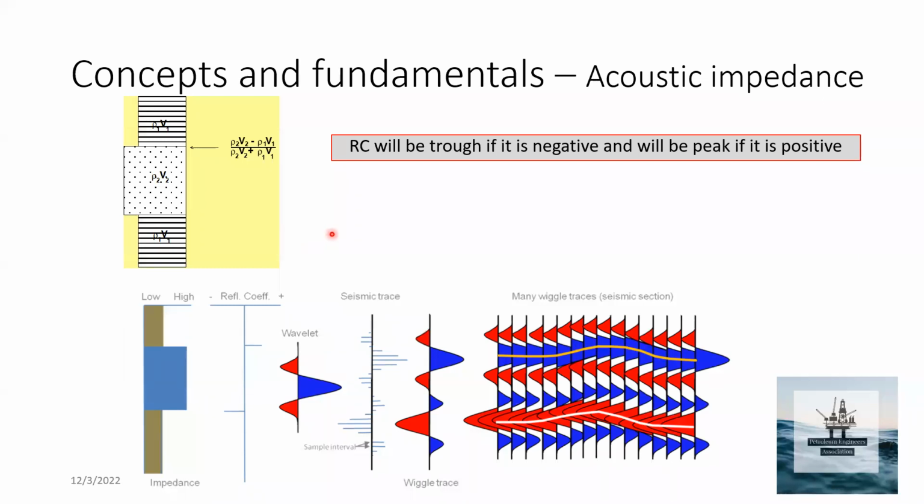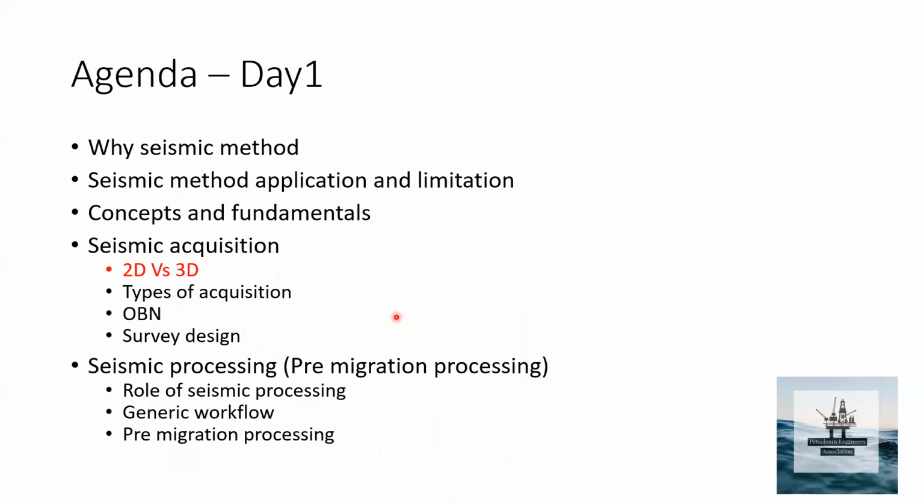Why am I explaining this? Because in the interpretation and the AVO and AVA analysis, the polarity is doing an important job in detecting the different types of gas.